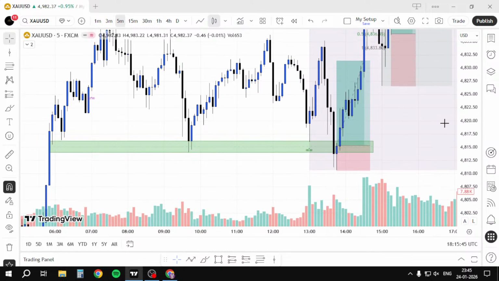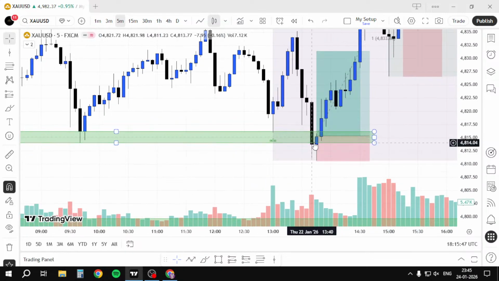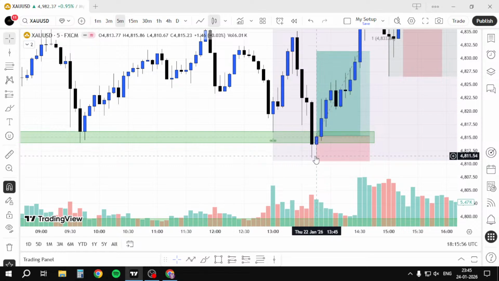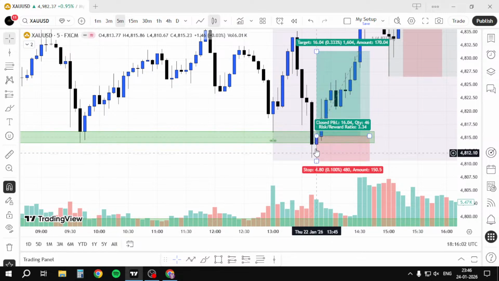Okay, now see, we will wait for a 5 minute closing along with wicks below. If there are no wicks, do not enter. Either there has to be wicks before this, or in this last candle.